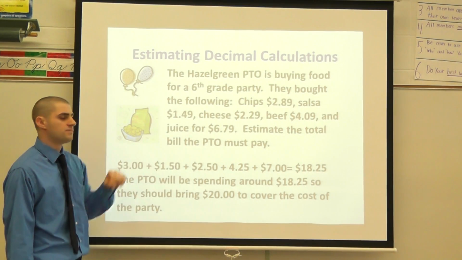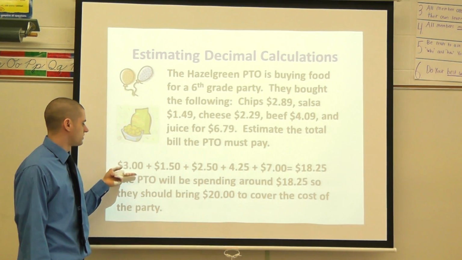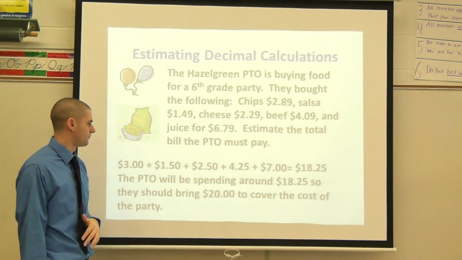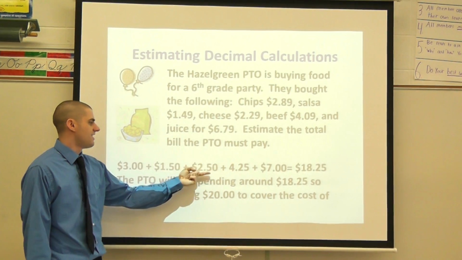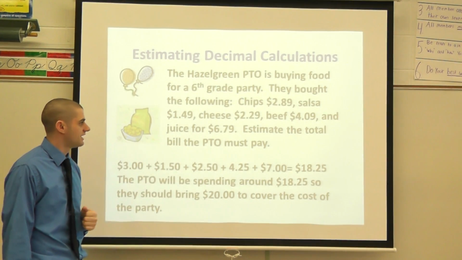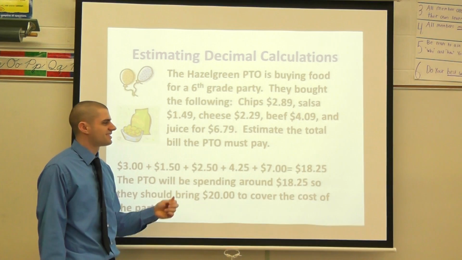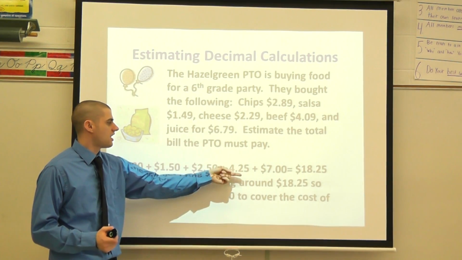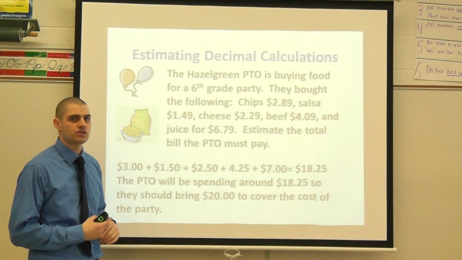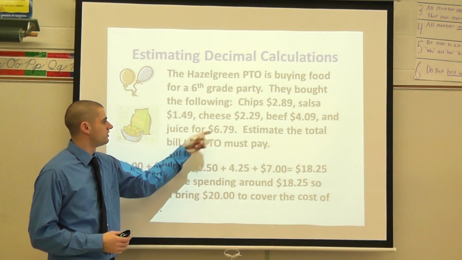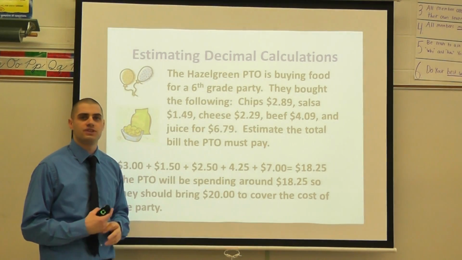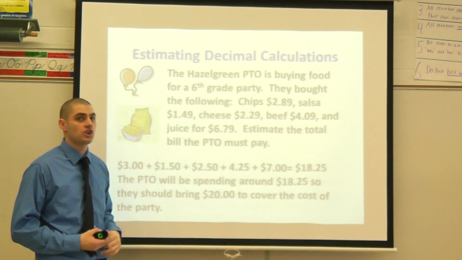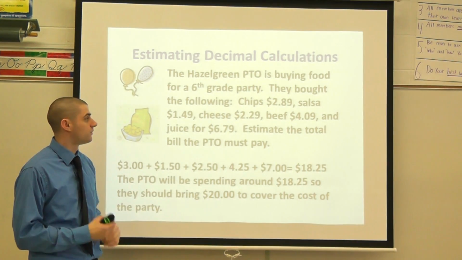All right, I'm going to start with that first one, the chips. They're $2.89. I'm going to estimate those up to $3. The salsa was $1.49. I can estimate it to about $1.50. Raise it up 1 cent, pretty easy there. The cheese was $2.29. I'm going to estimate that to $2.50. The beef was $4.09. Now, I could round down here and make it $4, but I don't want to underestimate. So I bumped that up to $4.25 just to make sure I've added in some extra cents in there to make sure that I have enough. And then the juice was $6.79, so I estimated it up to $7. If you notice, with all my prices, I estimated up. I wanted to overestimate the price to ensure that I had enough money for my total.